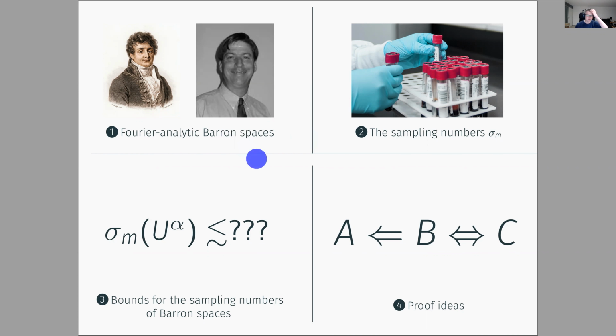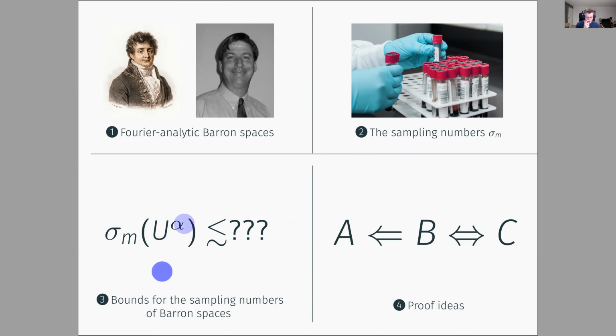The talk is split into 4 parts. In the first part, I will tell you what these Fourier-analytic Barron spaces are and why they are interesting, or why they have been studied a lot. Then in the second part, I will tell you what, abstractly, these so-called sampling numbers are. In short, the question there is: you have an unknown function from some class, so you know which class, but you don't know the function. And then you ask, if I can sample this function at m points, how well can I reconstruct the function? So this is the short summary of these sampling numbers.